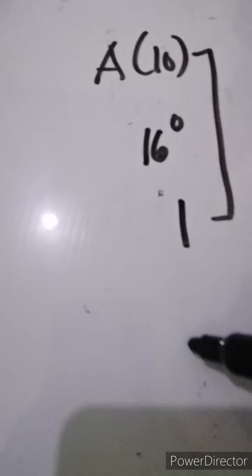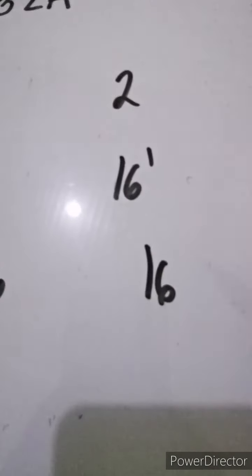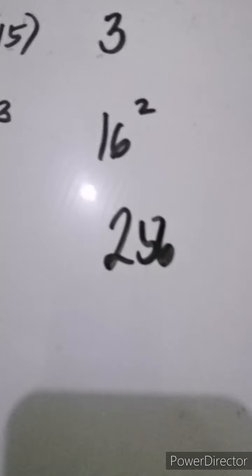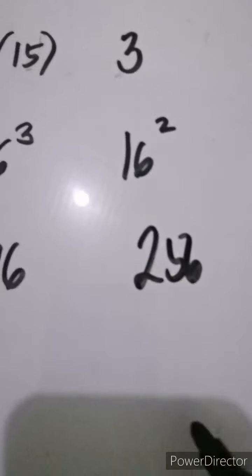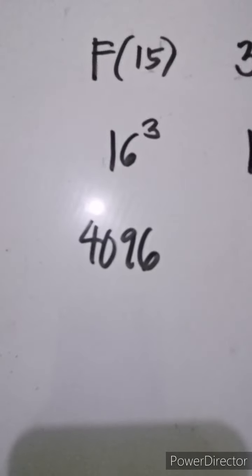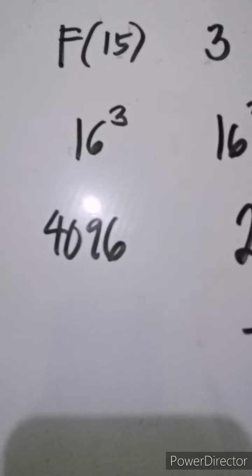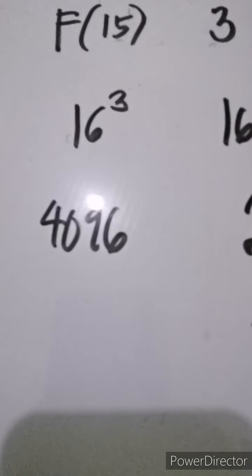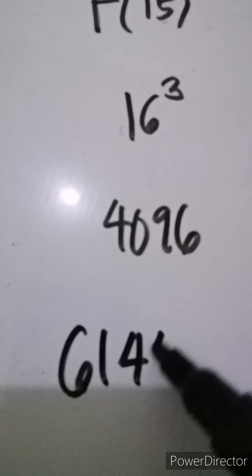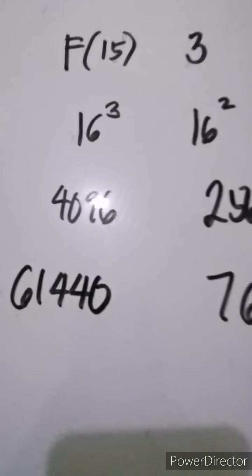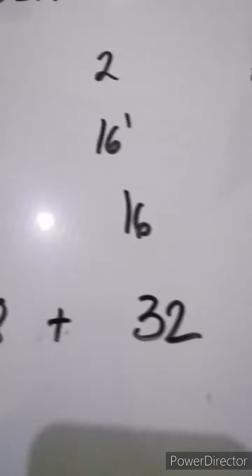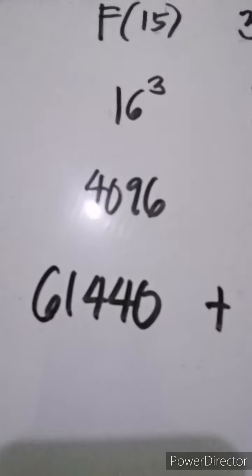So, the next step is to multiply the first and the third. So, 10 times 1 is 10. Then, 2 times 16 is 32. Then, 3 times 256 is 768. And 15 times 4,096 is 61,440.